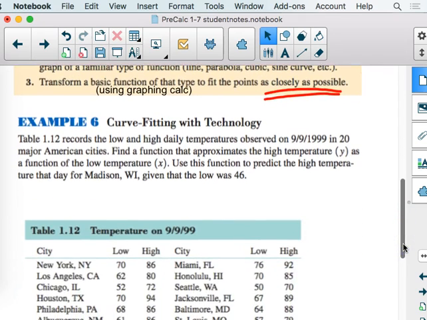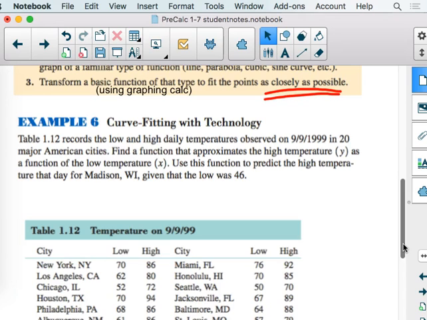Curve fitting with technology. Table 1.12 down here records the low and high daily temperatures observed on, they picked an interesting date there, 9/9/1999, in 20 major American cities. We want to find a function that approximates the high temperature y as a function of the low temperature x. Use this function to predict the high temperature that day for Madison, Wisconsin, given that the low was 46.